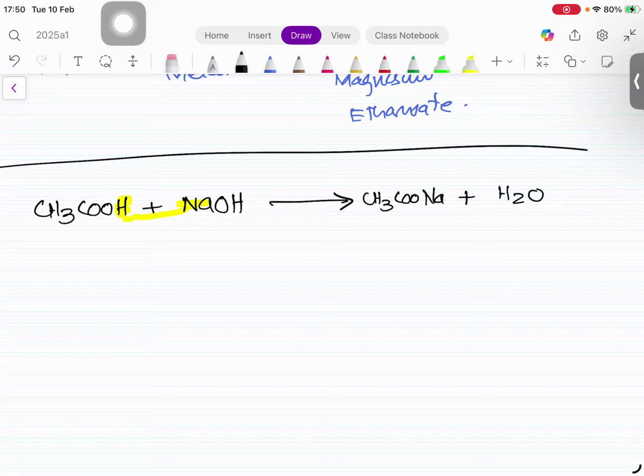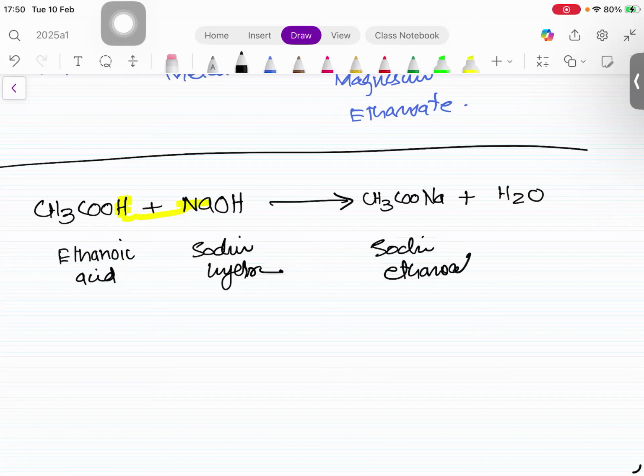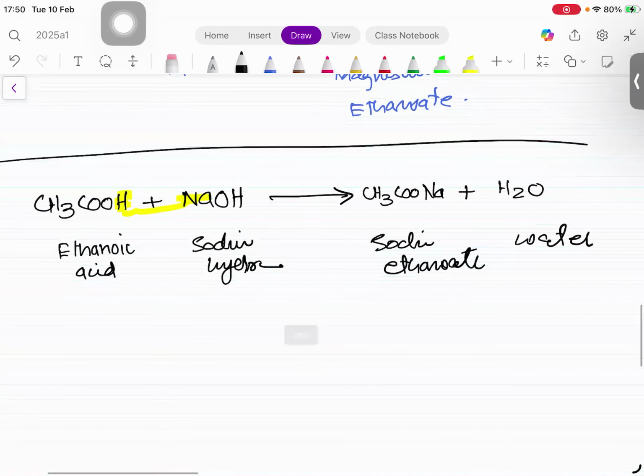HOH, the water. Okay. So in this case, when ethanoic acid reacted with a metal hydroxide, sodium hydroxide, not the metal alone, then one product is sodium ethanoate and the other product is water, not hydrogen gas. Okay.